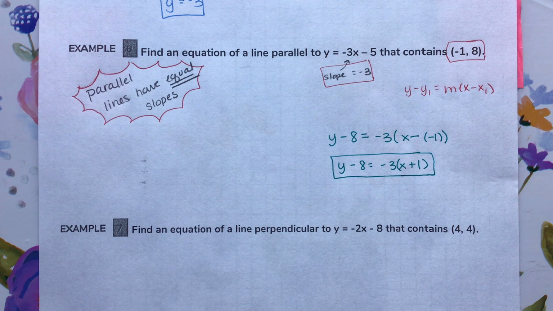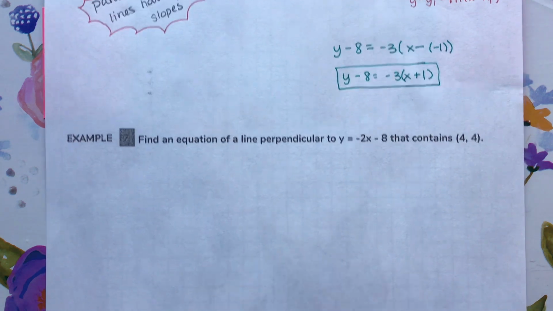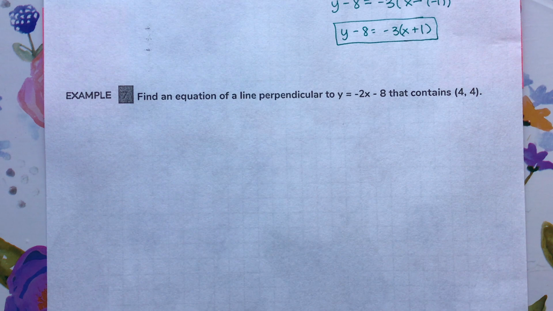Because it didn't tell us to put it in a particular form, I'm going to leave it like that, because that is an equation of a line, and it didn't tell us to put it in standard form or slope-intercept form. So that's fine the way it is. As I like to say, work smarter, not harder.